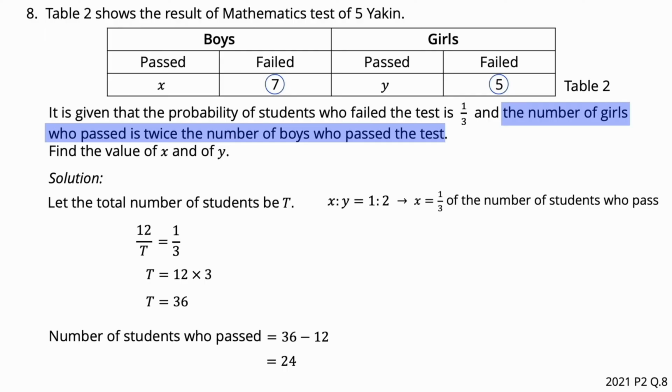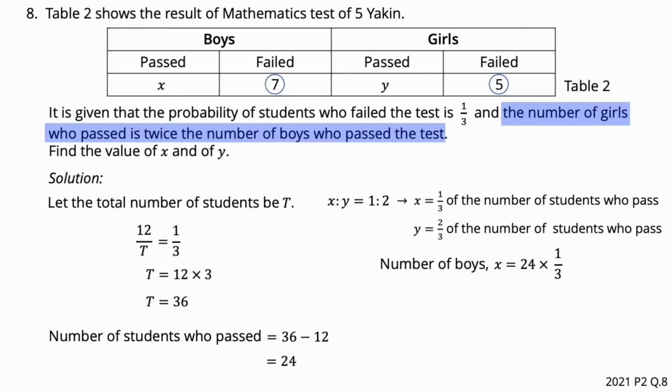X is 1 over 3 of the number of students who pass, and y is 2 over 3 of the number of students who pass. The number of boys who pass equals 24 times 1 over 3. X equals 8. And the number of girls who pass equals 24 times 2 over 3. Y equals 16.